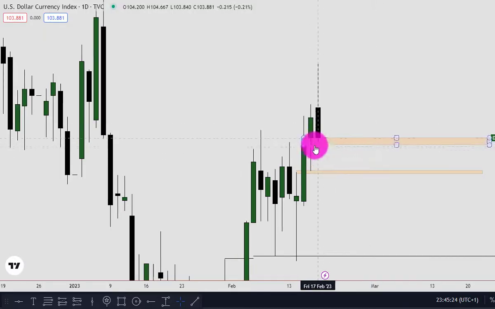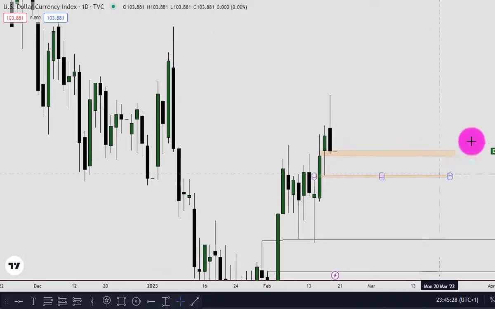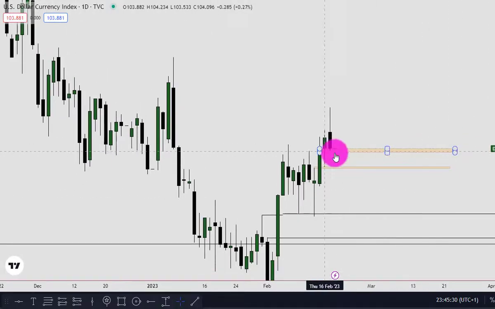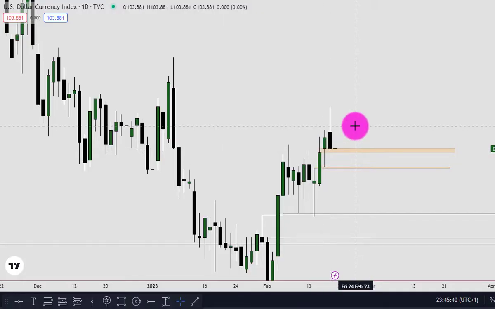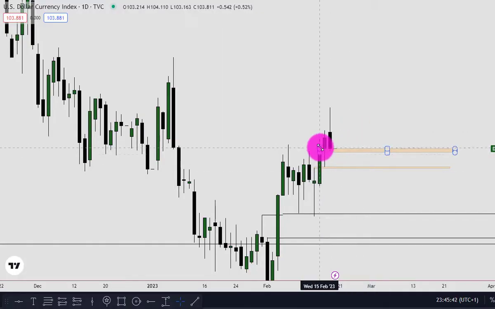So if I see confirmatory signatures that we are going to continue to the upside, then I know that the dollar is going to go to the upside. But I would like to see the dollar form the low of the week at these levels, either this volume imbalance or this bullish order block that has a fair value gap attached to it.